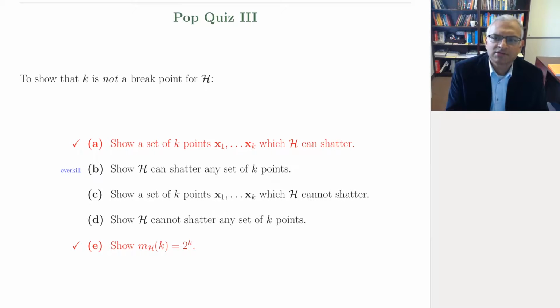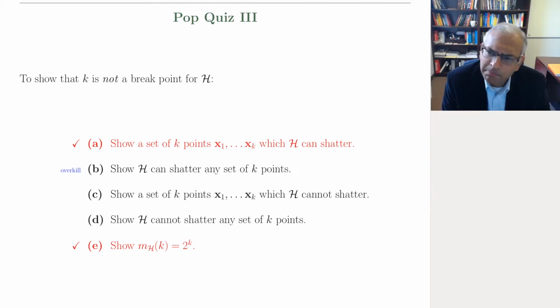And that's equivalent. If you can shatter some set of K points, then you can implement 2 to the K dichotomies on that set of K points. And since the growth function is the maximum number of dichotomies you can implement on K points, the growth function is 2 to the K, and that's equivalent to the statement you can shatter some set of K points. So A and E are essentially equivalent from the way we define the growth function.